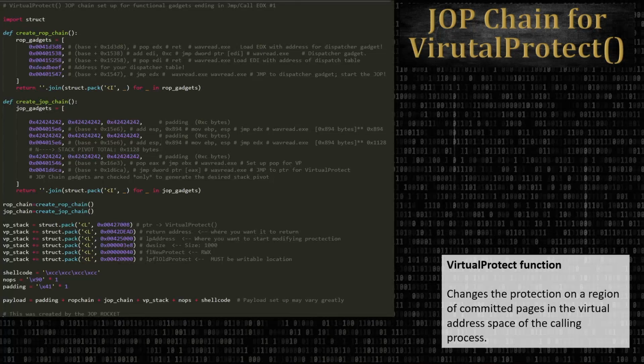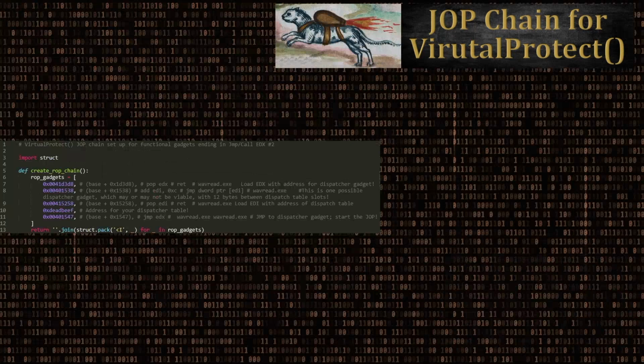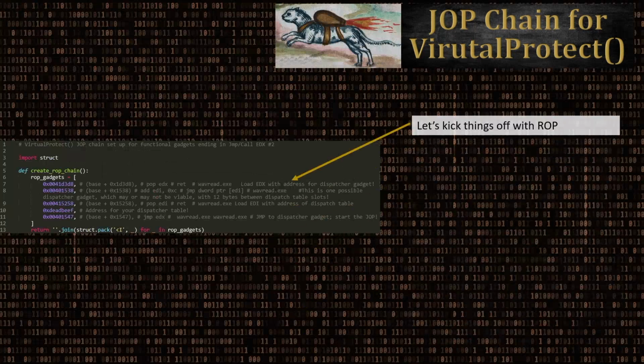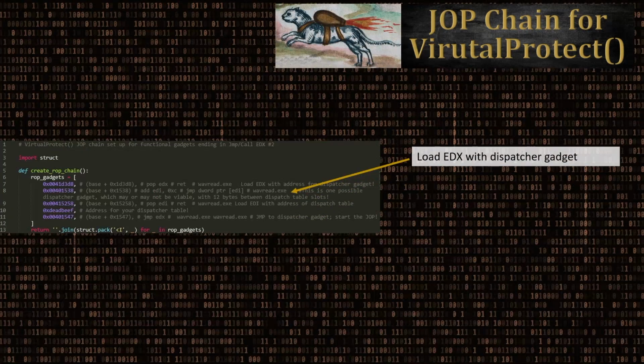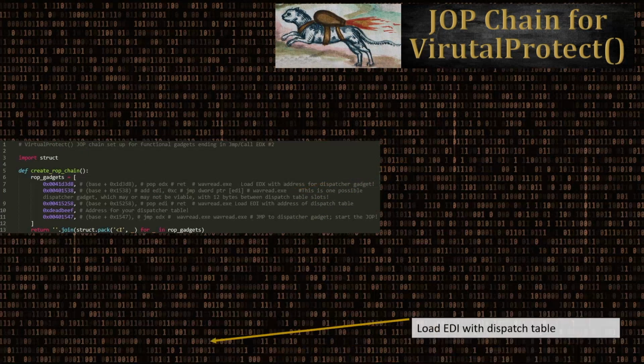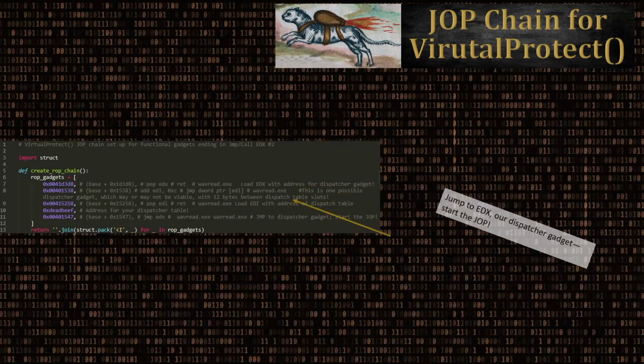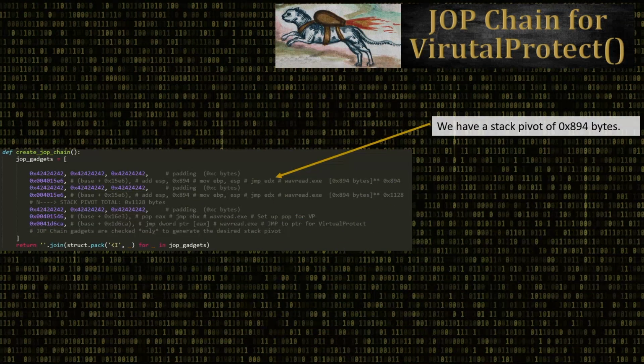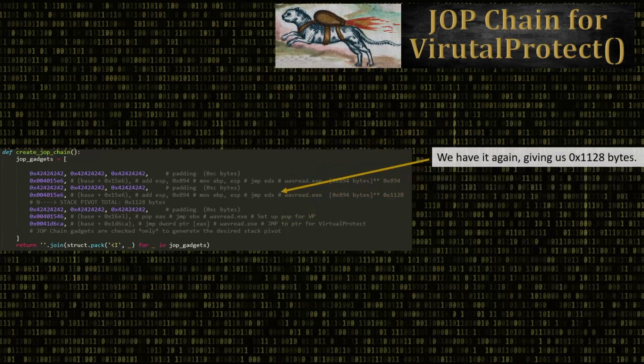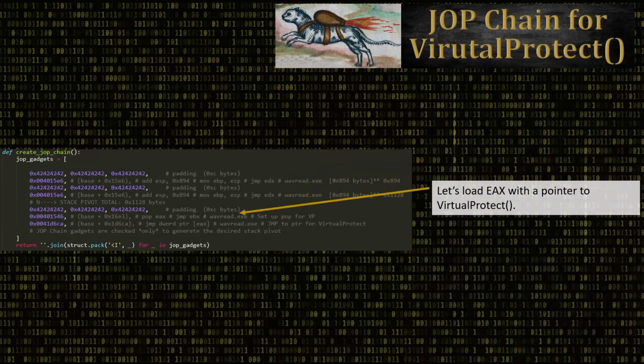But the actual JOP itself does work. So let's look specifically here at VirtualProtect. We start with ROP. We're going to load EDX with the dispatcher gadget, and then get our dispatch table into EDI and call the dispatcher. We have a stack pivot of 894, another stack pivot, and then we load the pointer to VirtualProtect.